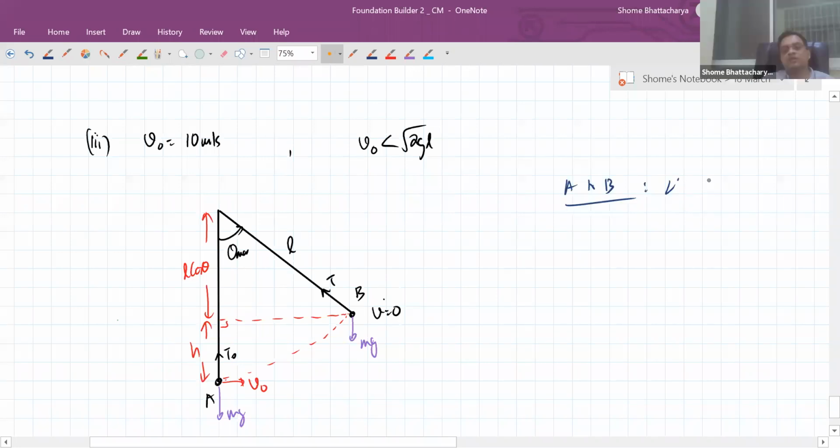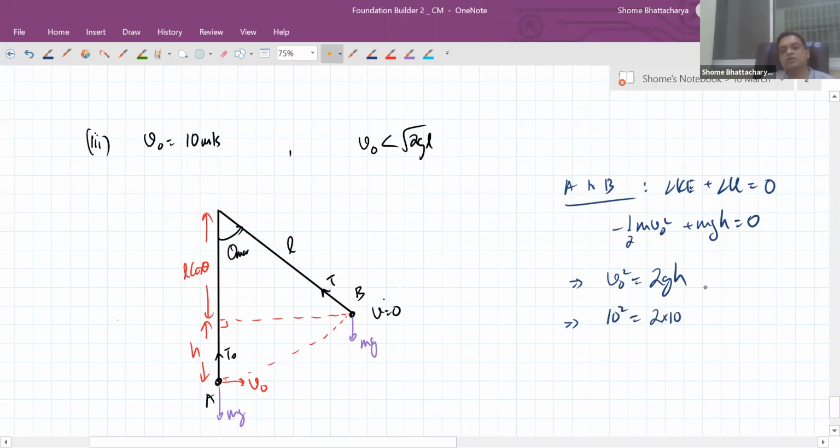Okay. So first of all, A to B, change in kinetic energy plus change in potential energy is 0. So minus half m v naught square plus mgh is equal to 0. So v naught square should be equal to 2gh. So 10 square should be equal to 2 into 10 into h, which remember is L minus L cos theta maximum. So that is equal to L times (1 minus cos theta), and L is equal to 10 meters.